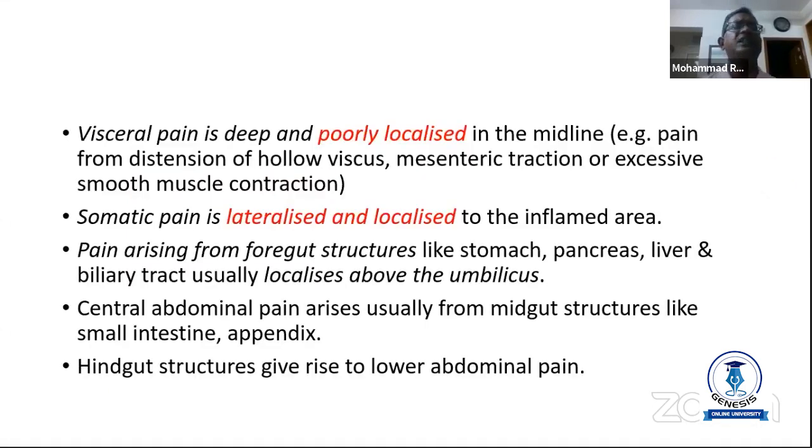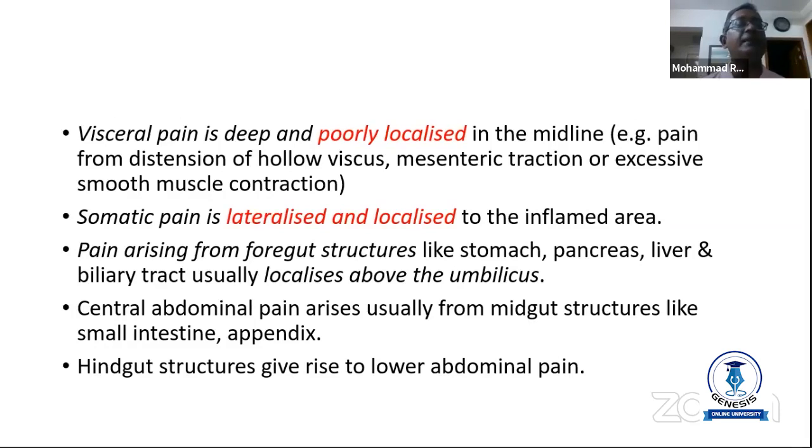So how will you differentiate between different types of pain? In the case of visceral pain, it is poorly localized. If the pain comes from the gut, it's poorly localized in the midline. Pain from distension of a hollow viscus, mesenteric traction or excessive smooth muscle contraction is poorly localized because it is visceral, not somatic pain.